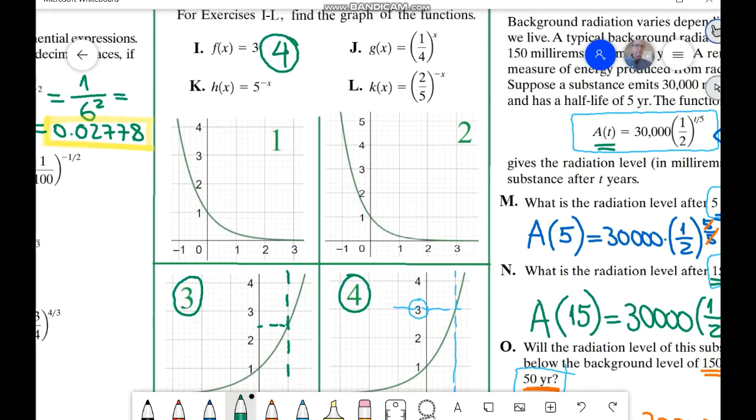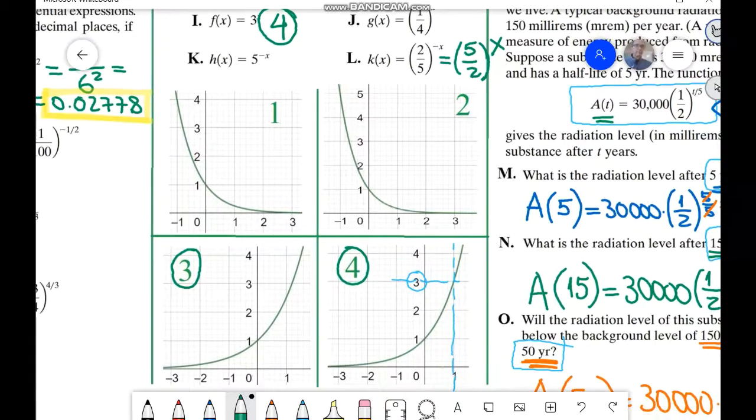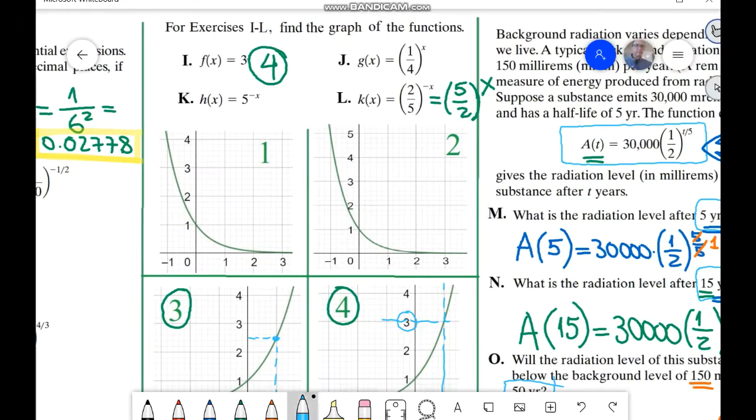And you can do the same thing. You can take a picture of each one of the functions and compare. But letter L is actually 2 over 5 to the negative x. And this is equal to 5 over 2 to the x. And 5 over 2 is 2.5. For x equals 1, y equals 2.5. So L is number 3.